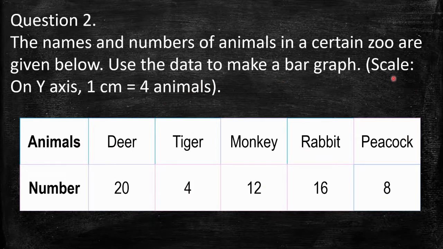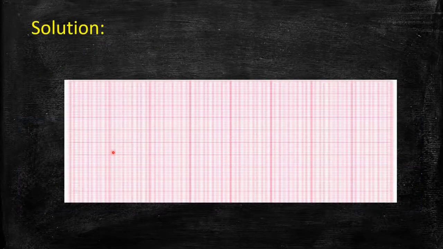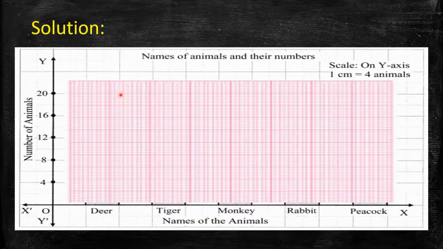So here they have written the scale also. Here we have to choose on the y-axis 1 centimeter equal to 4 animals. So this is the scale we will choose to draw the graph. So let's see the solution. Here on this graph paper we will draw the bar graph. In the center we have written names of animals and their numbers. Then we have drawn the x-axis and y-axis, and O is the point of intersection.